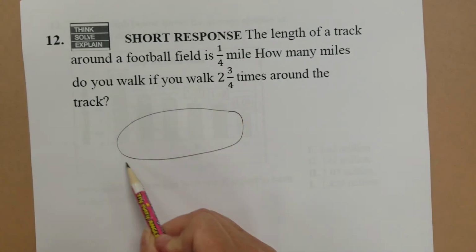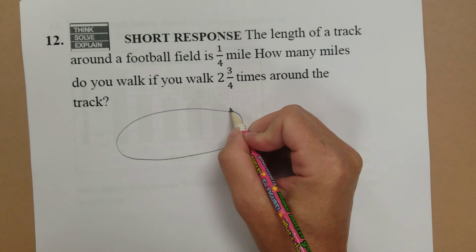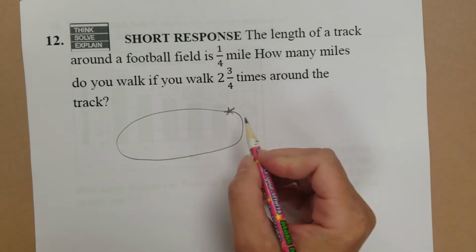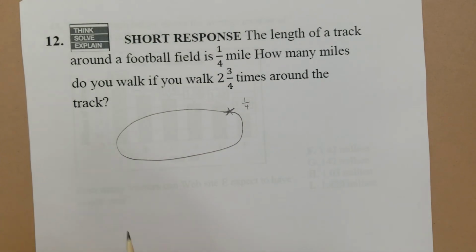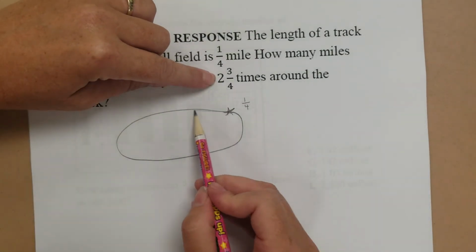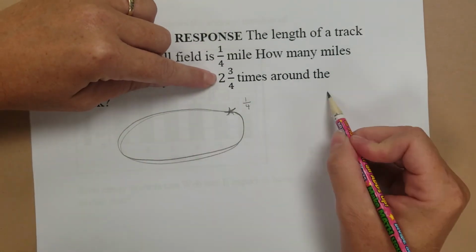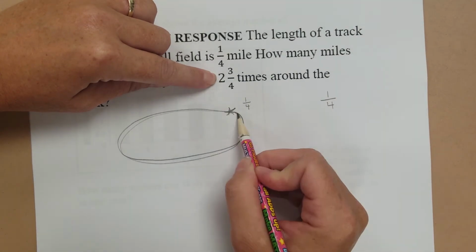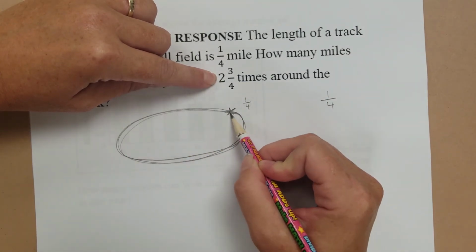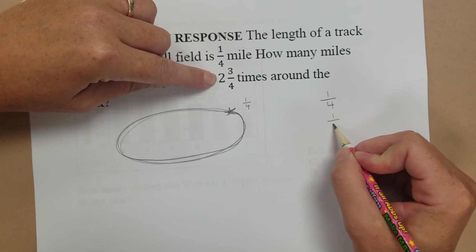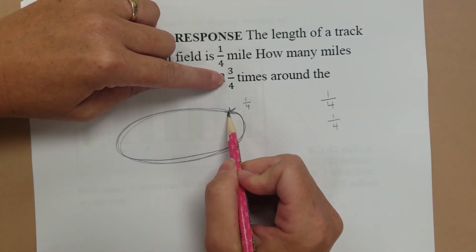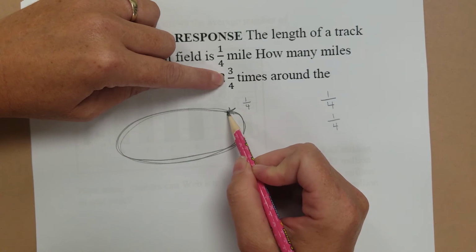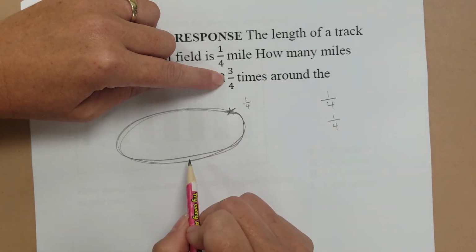Each lap around the track, so if I'm going to put a little star here, that's going to be my starting point. Each time I go around is going to be 1/4 of a mile. So I'm going to go around 1 time, and that's 1/4. I'm going to go around again, and that's 1/4. Now, I'm not going to go around the whole way. I'm going to go around 3/4 of the way.